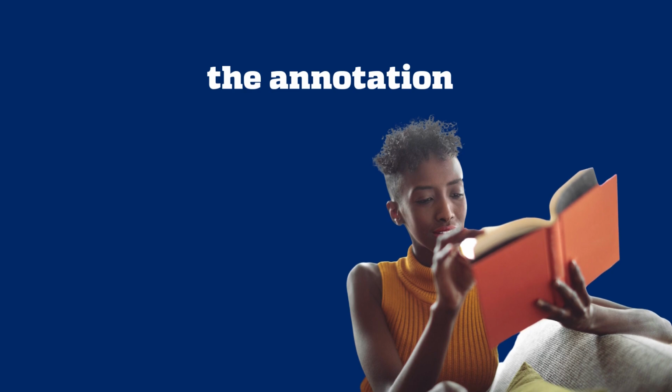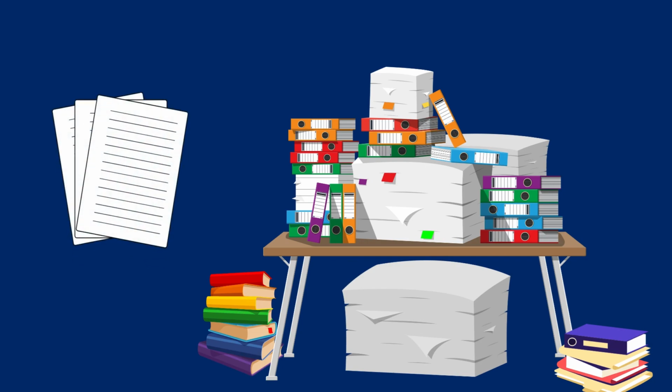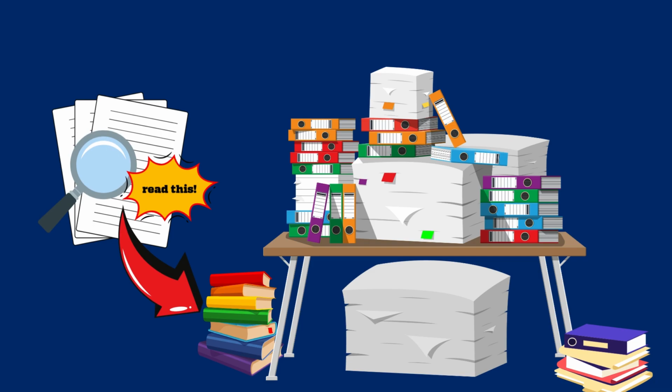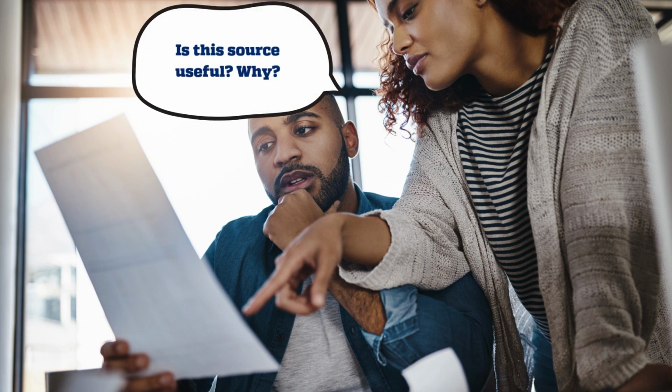Steps 2 through 5 are all unique parts of the annotation. As you read and reread your sources, prepare to answer specific questions. Remember that an annotation should give the reader enough information to help them decide whether or not to read the complete work. In other words, if the reader were exploring the same topic as you, is this source useful to them, and if so, why?